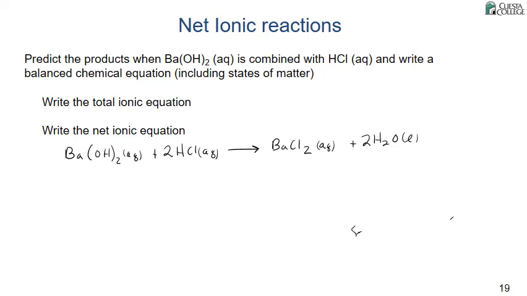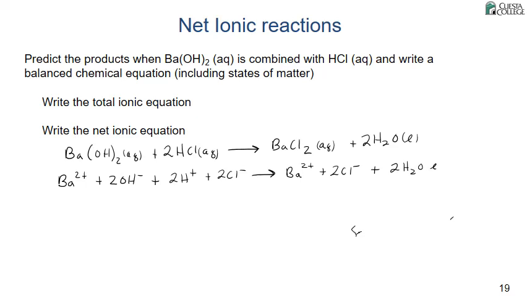The next step is to write the total ionic equation, or writing the equation to show that everything that's going to exist as ions is as ions. So barium hydroxide, being soluble and ionic, would end up being barium 2+, and 2 hydroxide ions in solution. HCl is a strong acid, so that will be 2 H+ ions, plus 2 Cl- ions. The barium chloride is aqueous because it's soluble, so it's another barium ion, and 2 chloride ions. And the H2O is a molecular substance. It stays intact as H2O liquid.